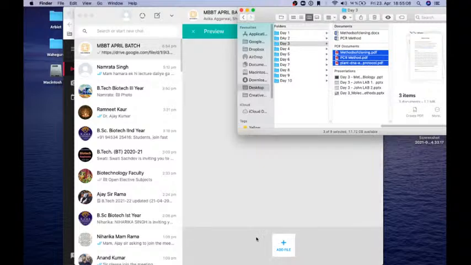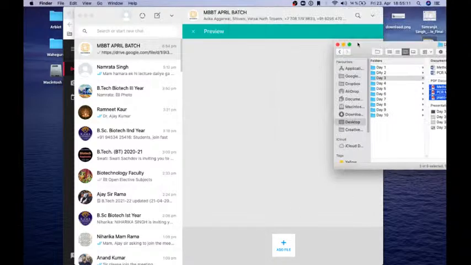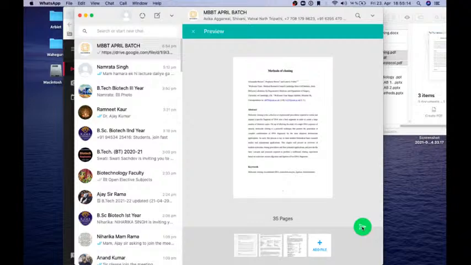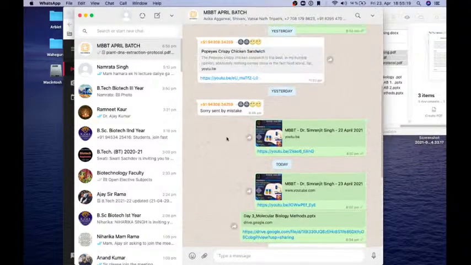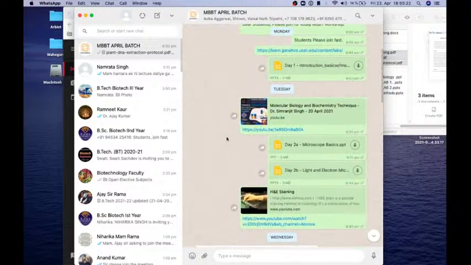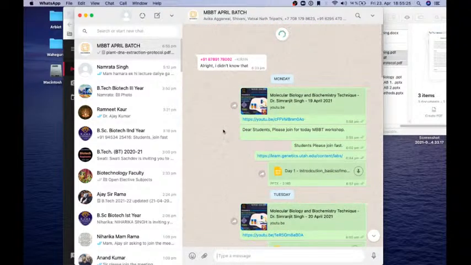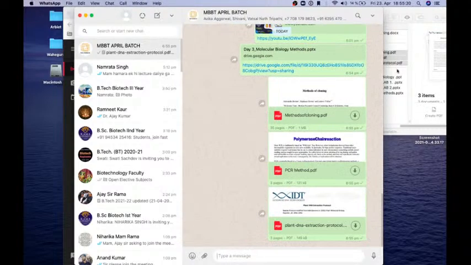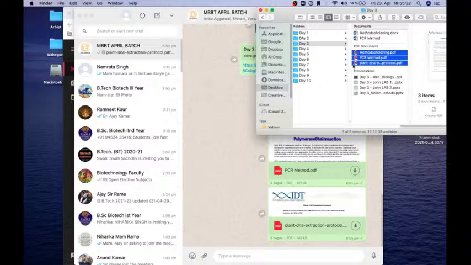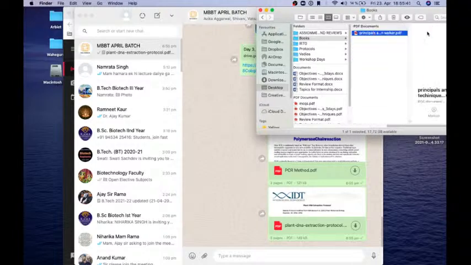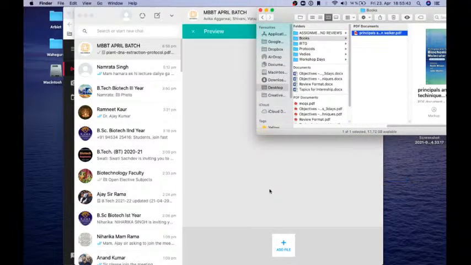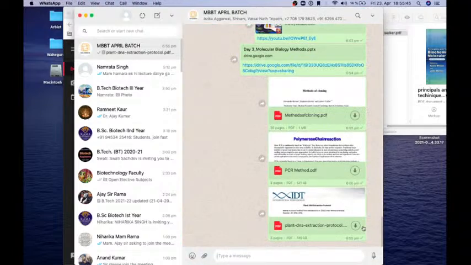Some of the PCR methods, plant DNA extraction, all protocols I'm sharing here. I think I also have shared the book with you already or not. I think books have been shared. Otherwise, I will share it now. This is the best book for your molecular biology techniques.